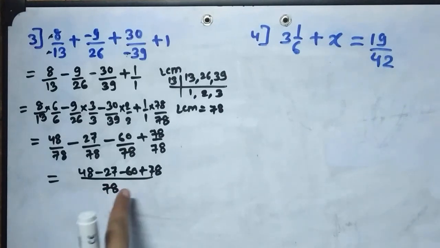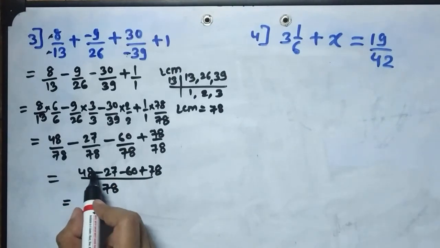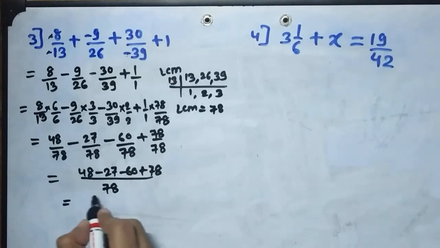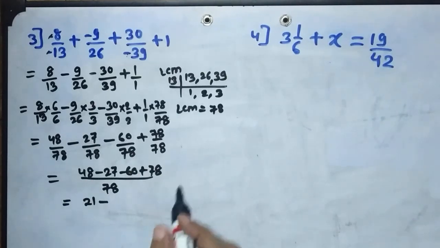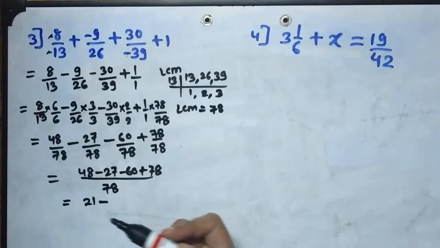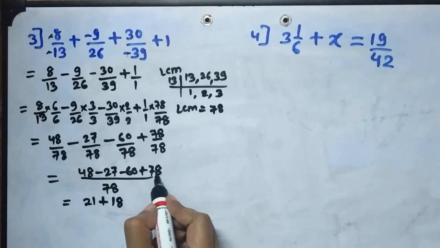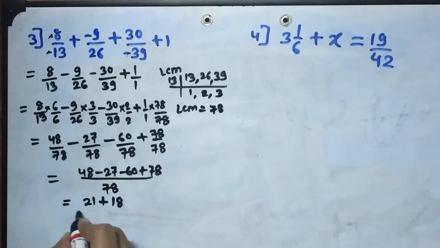Here addition and subtraction is there, friends. We'll start from the left hand side. 48 minus 27 will get 21. And here one negative integer is there and one positive integer is there. We'll do the subtraction. 78 minus 60, we'll get plus 18. The bigger number's sign will be there, okay?